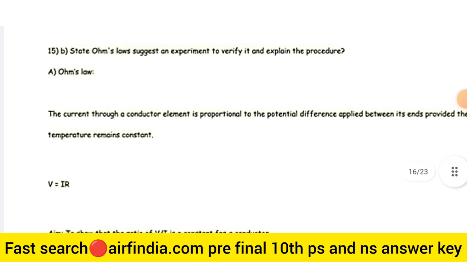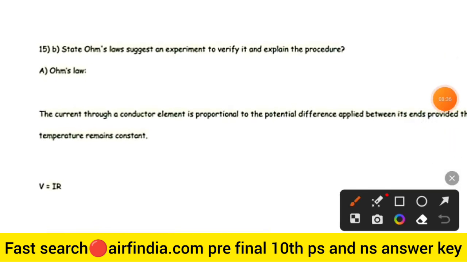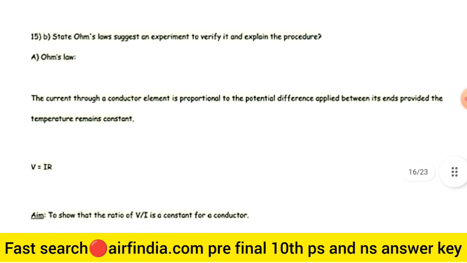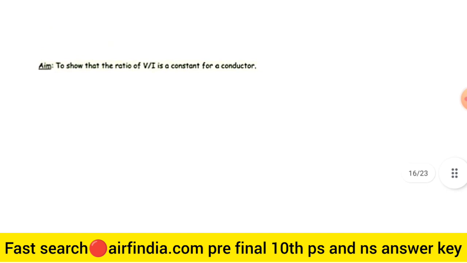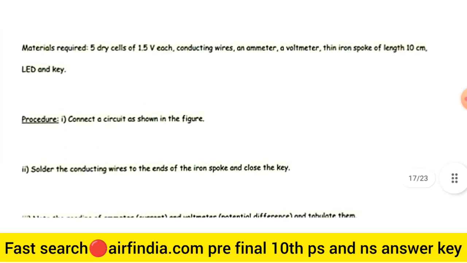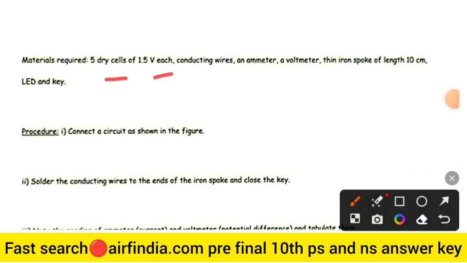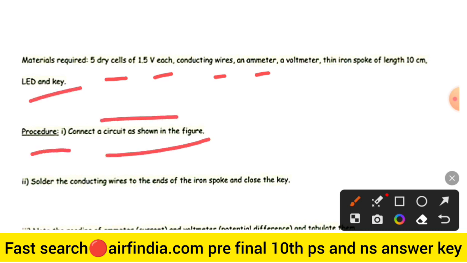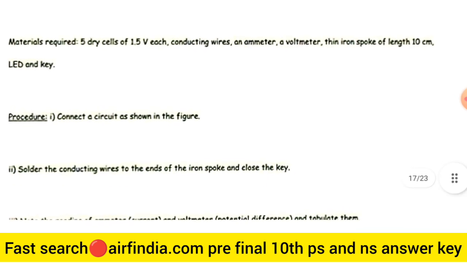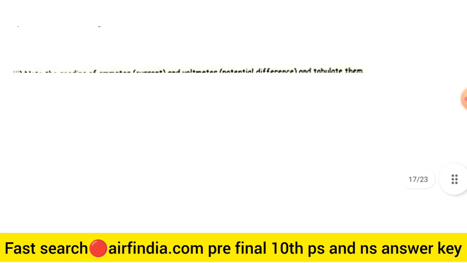Okay, so here 15th question, Ohm's law. Before this, I shared a video where Ohm's law is clear and perfect. Okay, so you can also read this Ohm's law. So here, materials required: 5 dry cells, 1.5 volt each, conducting wires, an ammeter, a voltmeter, then a thin iron spoke of length 10 centimeter, LED and key. Procedure: connect a circuit as shown in the figure and solder the conducting wires to the ends of the iron spoke and close the key.